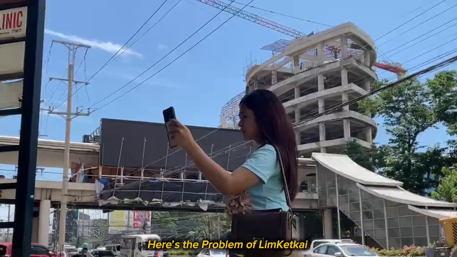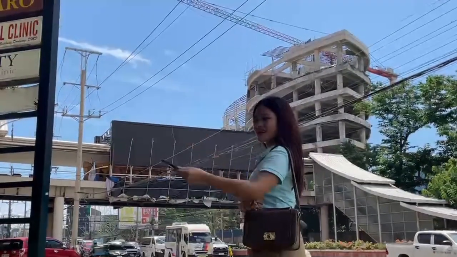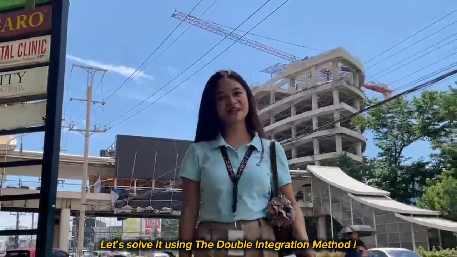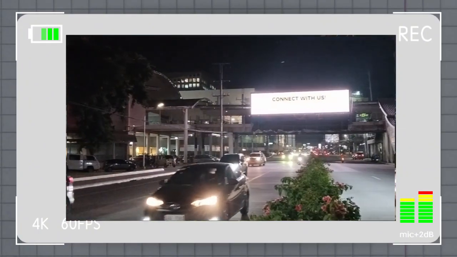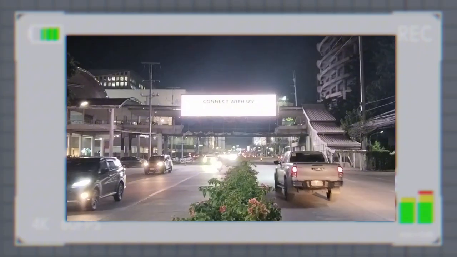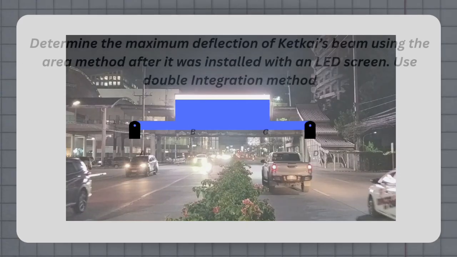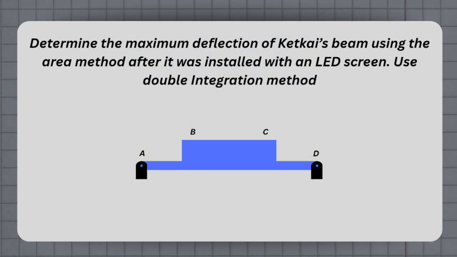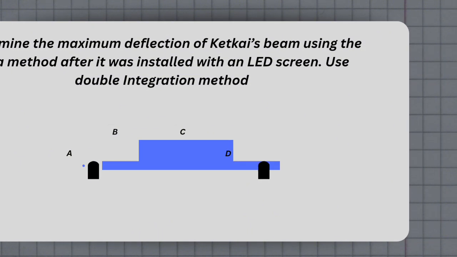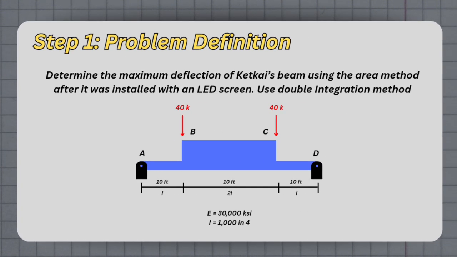Here's the problem of the LimKetkai. So, let's solve it using the double integration method. Determine the maximum deflection of Ketkai's beam using the area method after it was installed with an LED screen. Use double integration method. So in solving our double integration method, we must follow steps in order to conquer it.